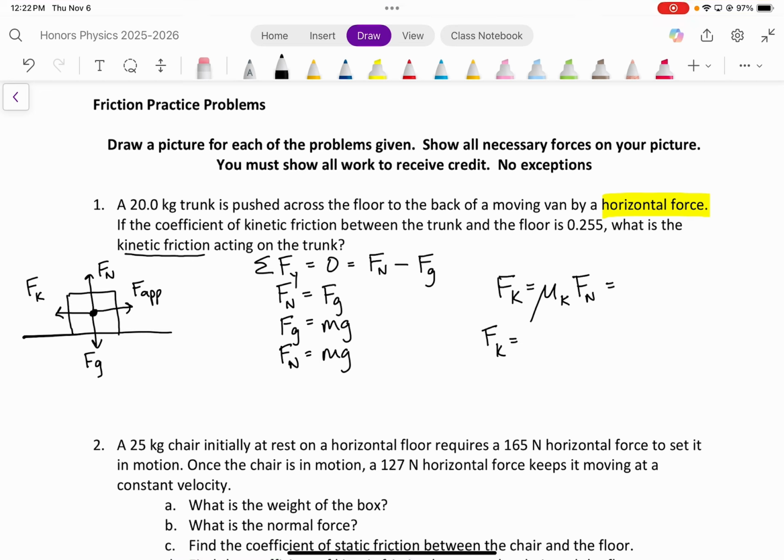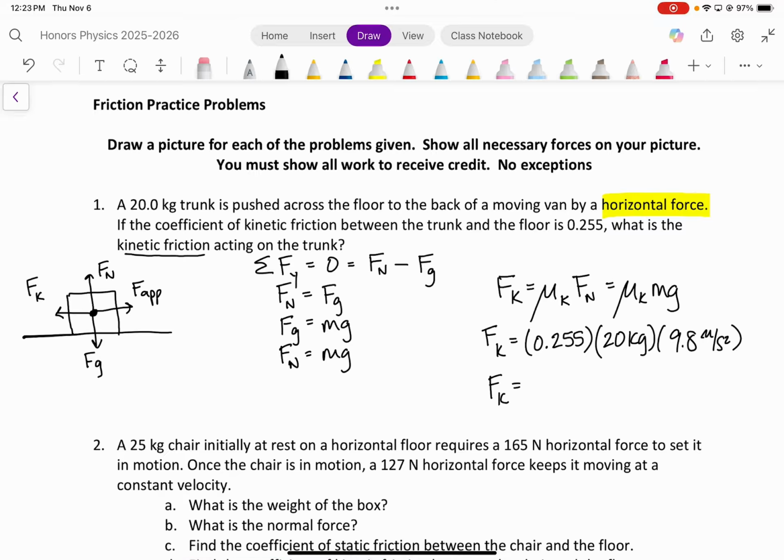So kinetic friction, now we've got an equation. Actually, before I do that, mu k times the normal force is going to equal mu k times what else? What did we say normal force was equal to? mg. So mu k mg. Now I have mu k, that was given to me in my problem, that's 0.255. I have m, which is 20 kilograms, and I have g, which is 9.8 meters per second squared. Now I can plug in some numbers: 0.255 times 20 kilograms times 9.8 meters per second squared.